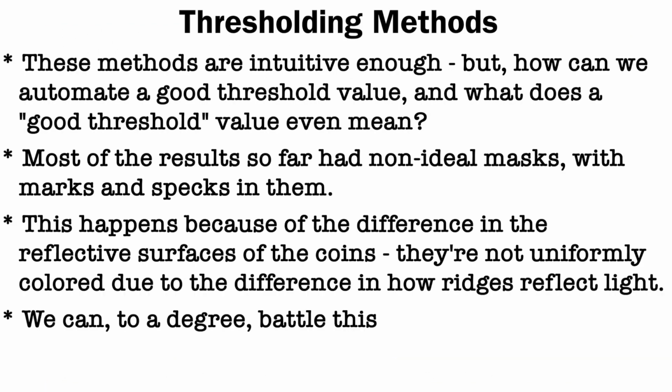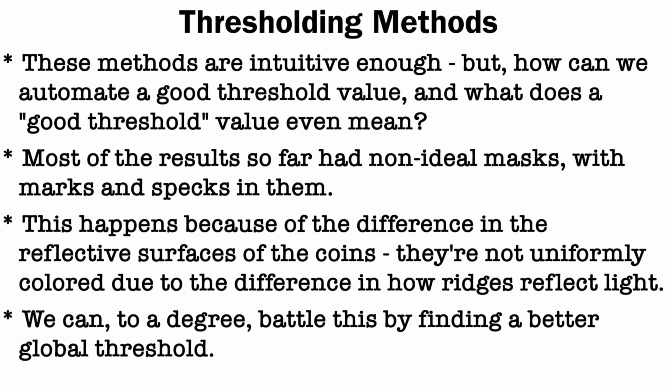These methods are intuitive enough, but how can we automate a good threshold value? And what does a good threshold value even mean? Most of the results so far had not-ideal masks with marks and sparks in them. This happens because of the difference in the reflective surface of the coins. They are not uniformly colored due to the difference in how they reflect light. We can improve this to a degree by finding a better global threshold.